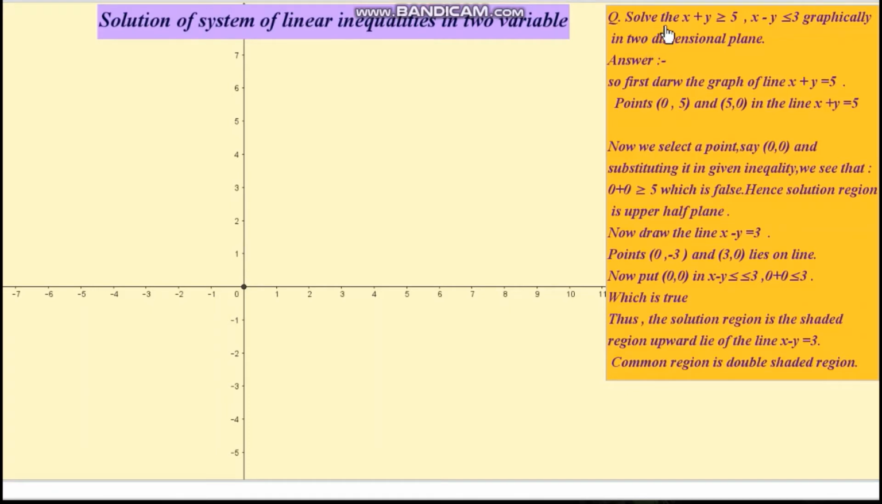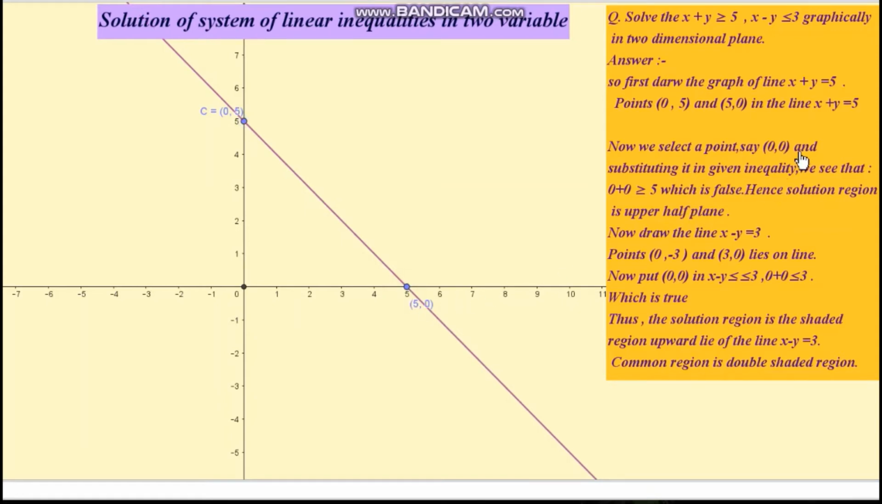Now the next question is: solve x plus y greater than or equal to 5, x minus y less than or equal to 0 graphically in the two-dimensional plane. So first we draw the line x plus y equal to 5. If you put x equal to 0, then y becomes 5, and if you put y equal to 0, then x becomes 5. So we first draw the two points (0, 5) and (5, 0). Now we draw a line which passes through the points (0, 5) and (5, 0).